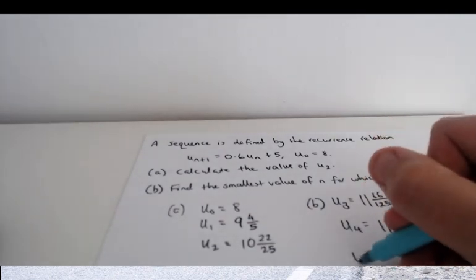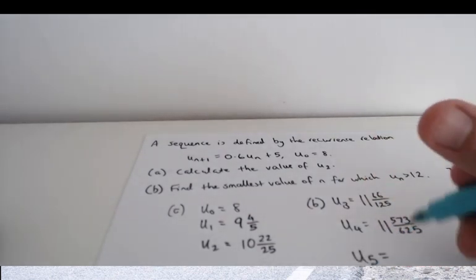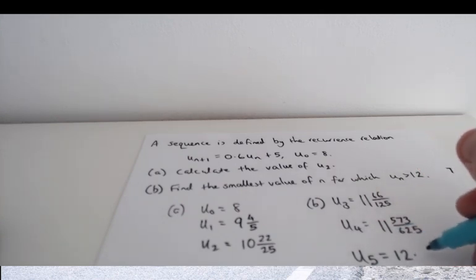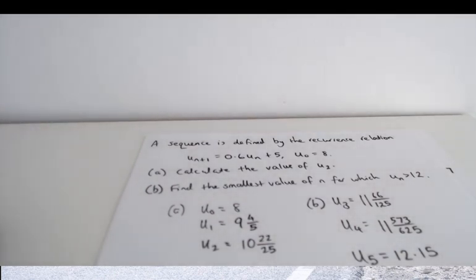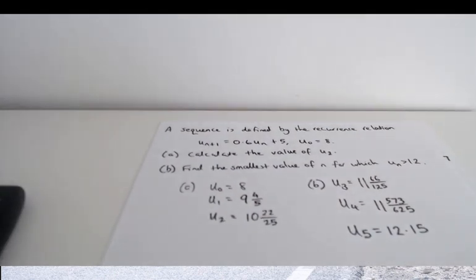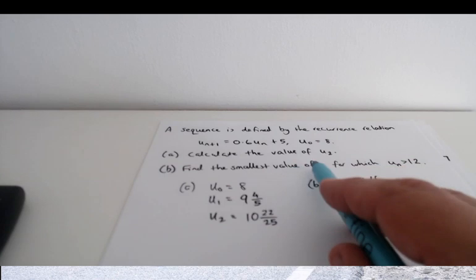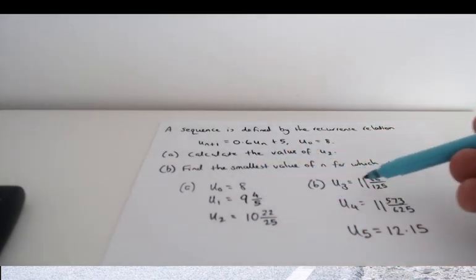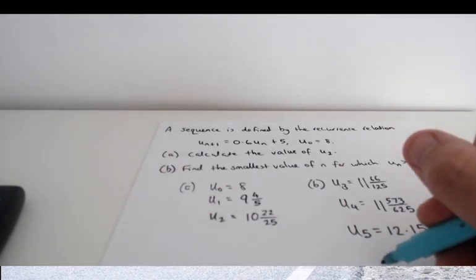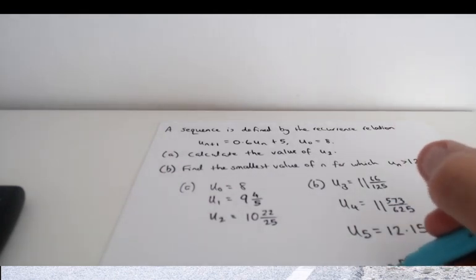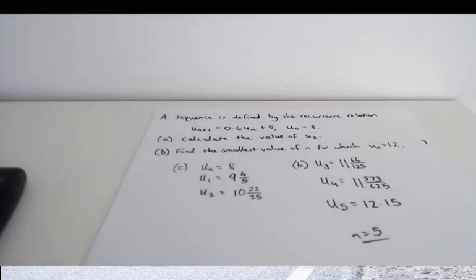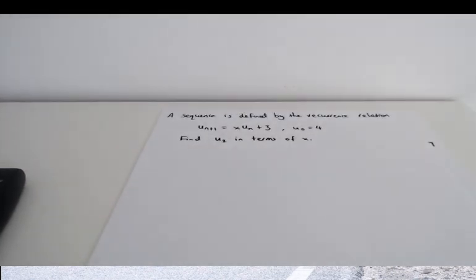and if I hit equals again, I do get bigger than 12. I get a real big horrible fraction. This time I'm going to write it as a decimal because the fraction is just too horrible. I get 12.15. So the smallest value of n for which Un is greater than 12, the first of our answers which goes above 12, is 5. So my answer is n equals 5. So all the time here I'm using the last answer to get the next answer. That's a really important thing.